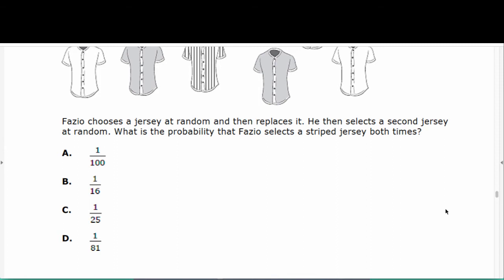A, 1 over 100. B, 1 over 16. C, 1 over 25. D, 1 over 81.